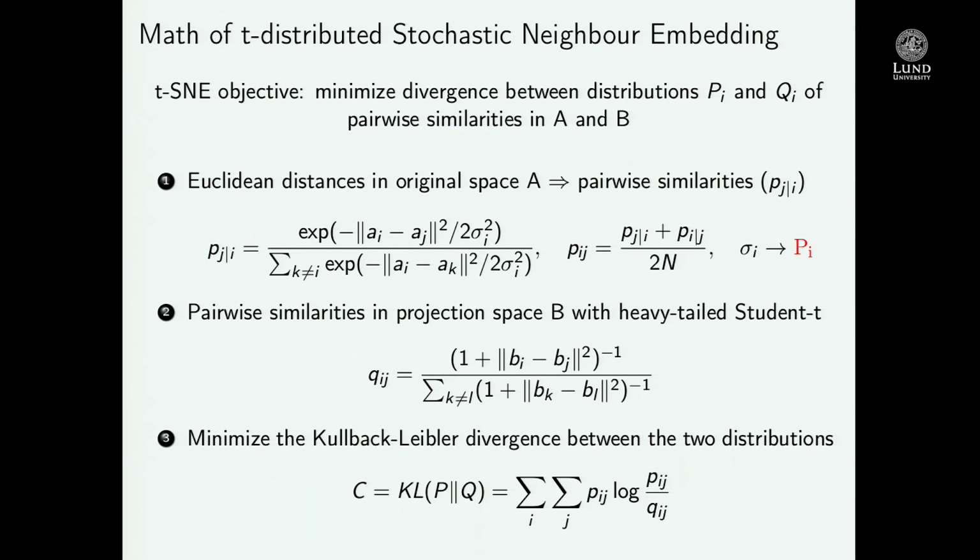These heavy tails of the Student t function give more space to the points that would otherwise be very crowded up, with a lot of them in one place. A Gaussian would just crush them together in the center somewhere, and the Student t distribution allows them to move more freely and have more space in the projection map.